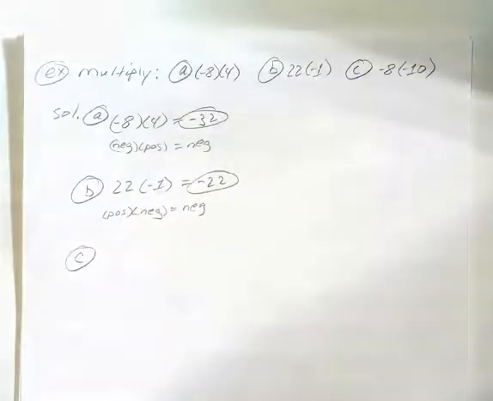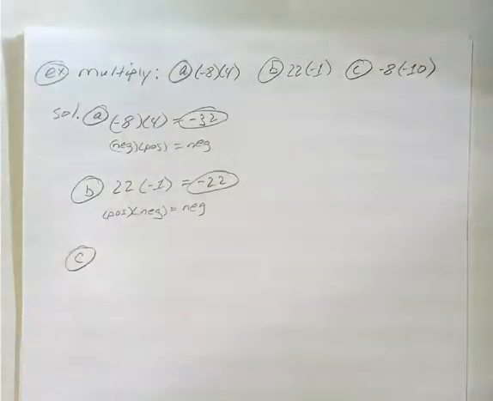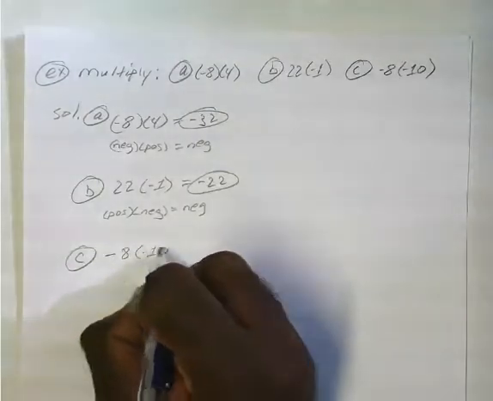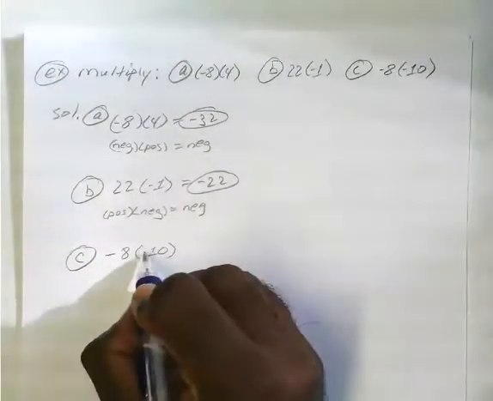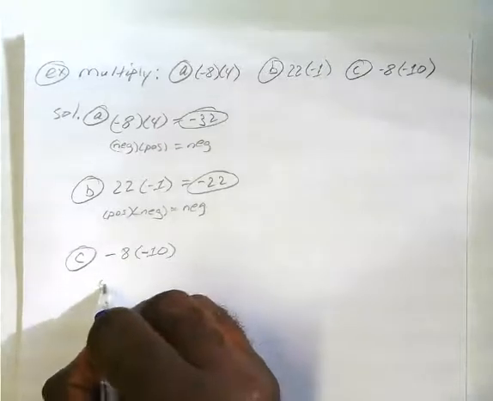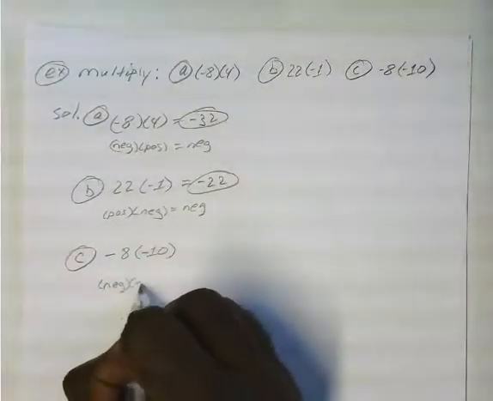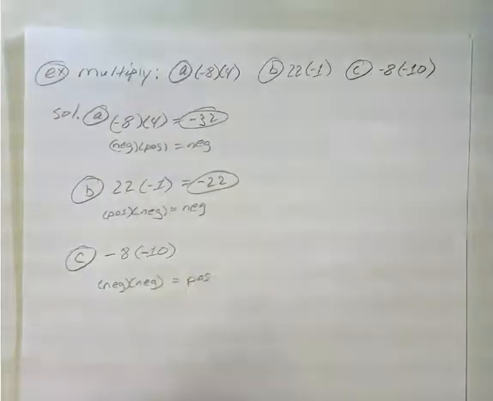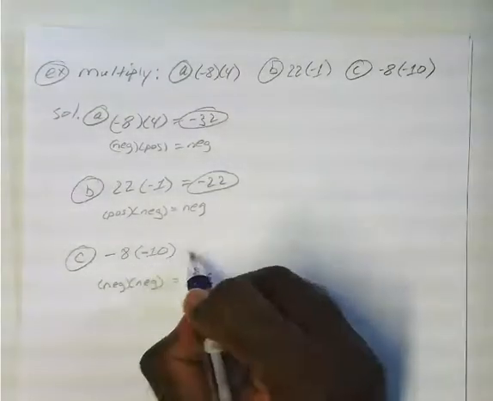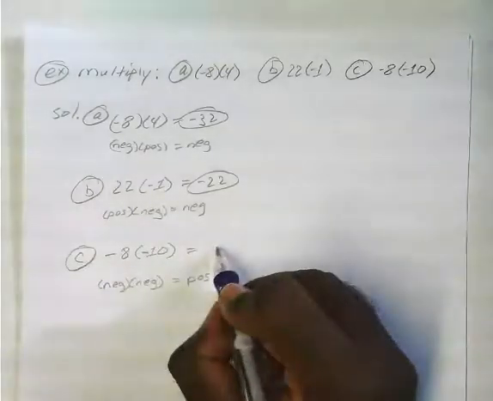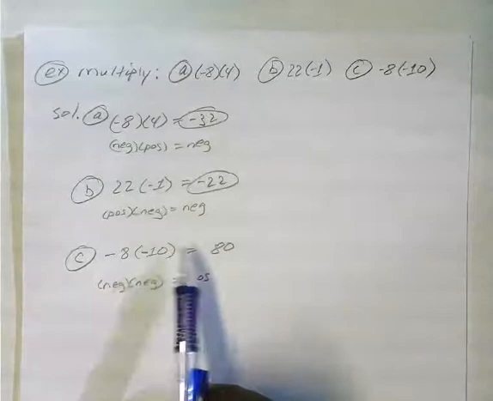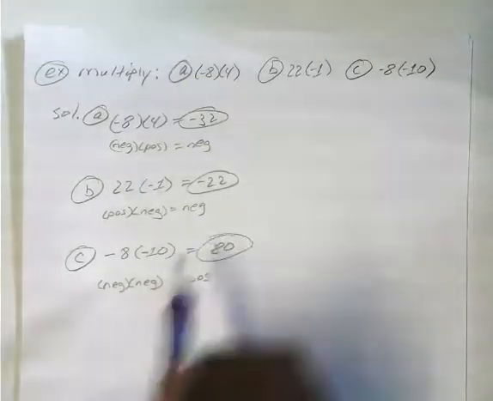Assuming you pressed pause, you've already worked out C. We have negative 8 times negative 10. That means you have a negative times a negative. Signs are the same, so you know it's going to come out to be positive. 8 times 10 is 80. Now we look at the signs, negative times negative is positive, so that would just stay as positive 80.